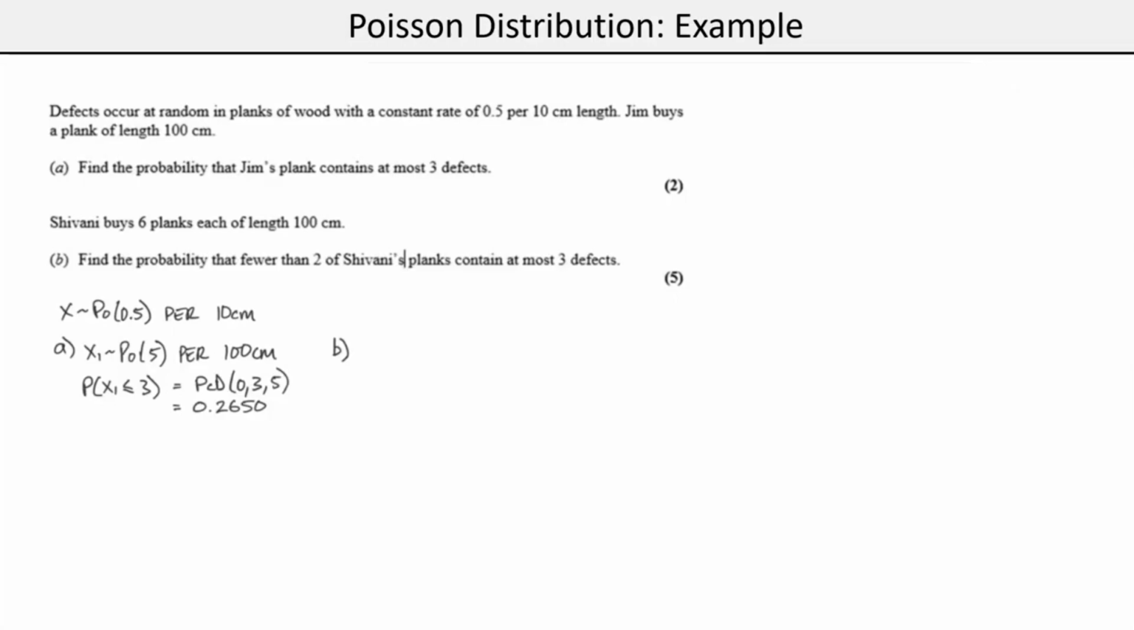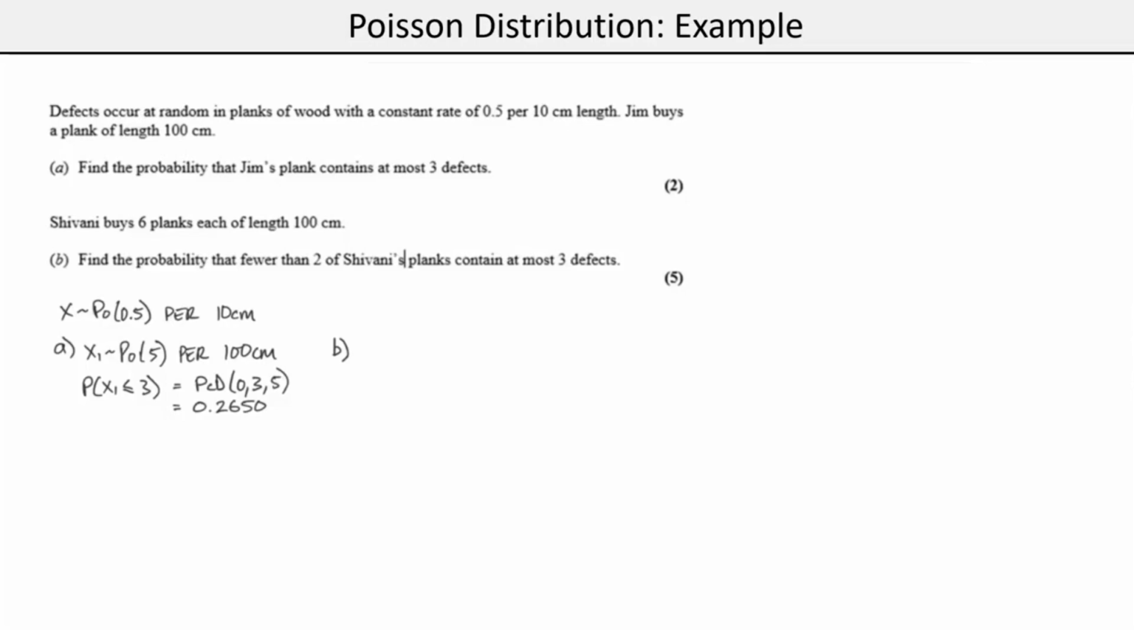We're told Shivani buys 6 planks, each of length 100 centimeters. So the 6 here is significant. That's something that should make us start thinking about which distribution to use. The question asks us to find the probability that fewer than 2 of Shivani's planks contain at most 3 defects. There it is. We should be able to put this together now.